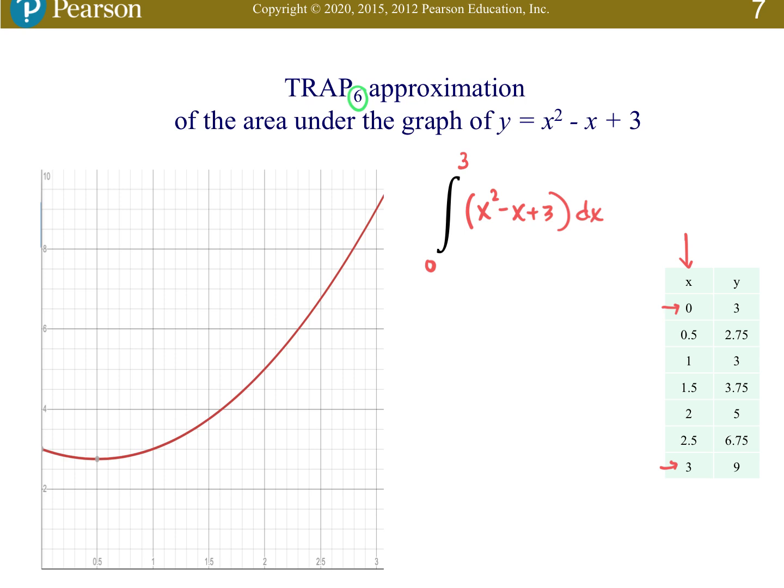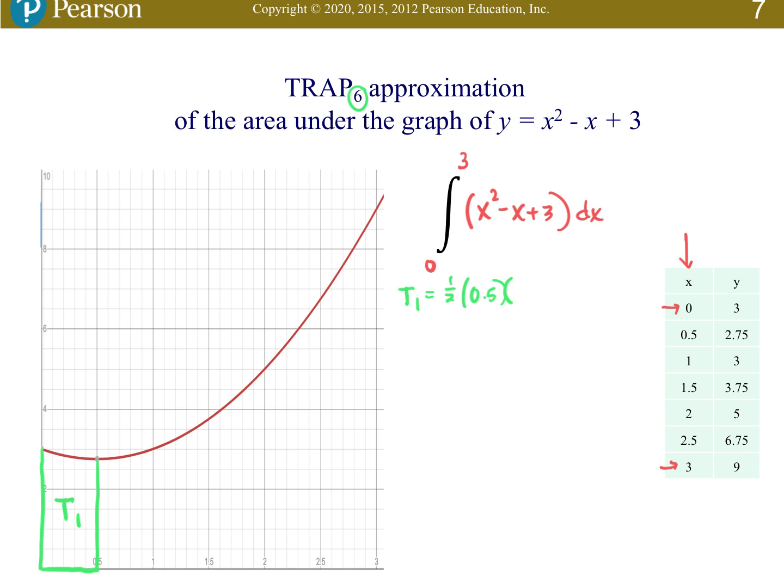All right, so we need to find the area using the best method possible. And so our best method is trap. And so we'll be using a trapezoid here, and we'll try and find T1. All right, so T1 is going to be 1/2. The base is 0.5.